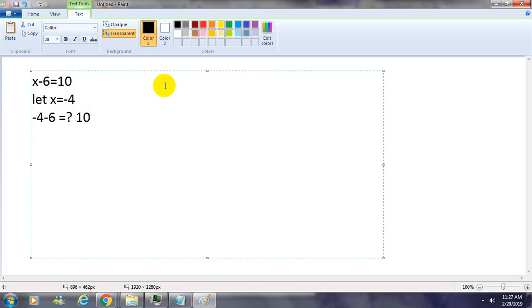-4 minus 6. Do it on your calculator. You have -4 cups and you have -6 more cups. You have -10 cups. Does -10 equal 10? Not true. So x equals -4 is not a solution. Okay, now I think I may have seen the question wrong. It may be x plus 6. I can't really tell. My picture didn't come out that clearly. So that's how you do those problems.